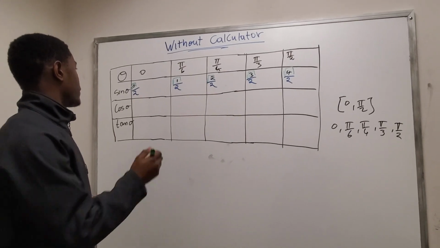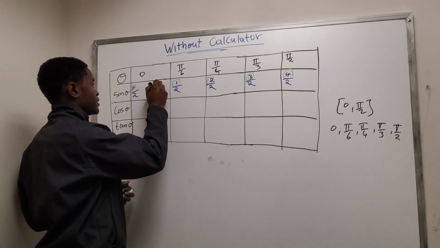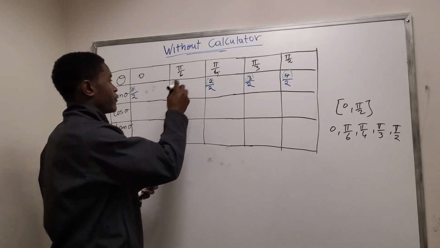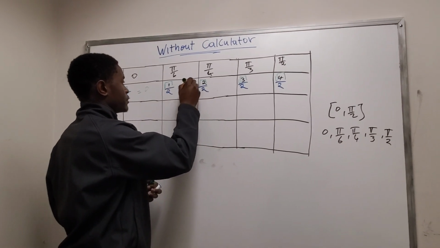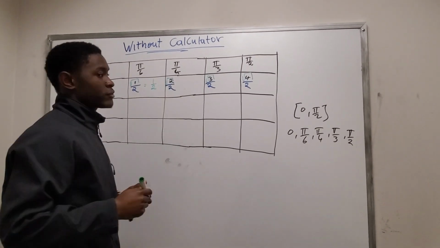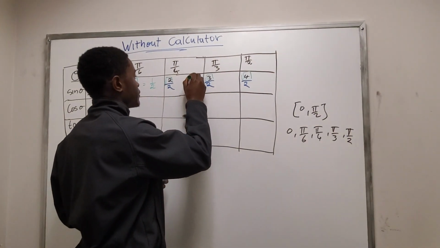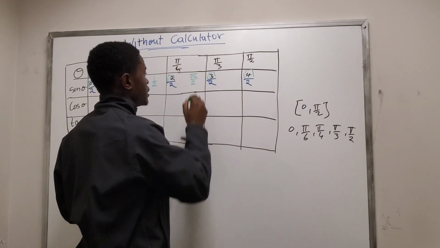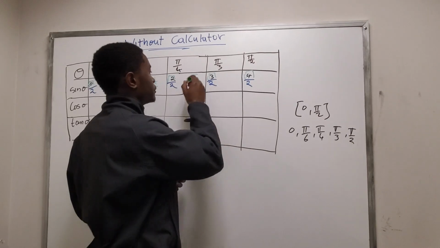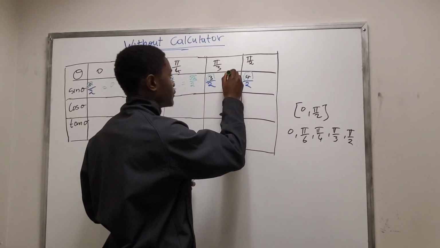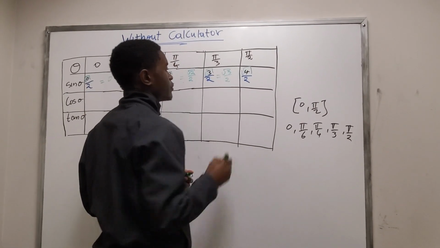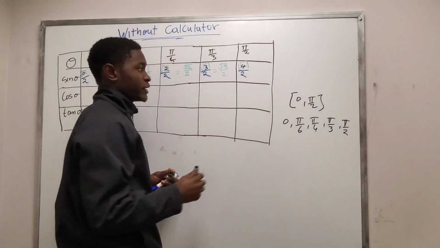Square root of 0 is 0, over 2 is 0. Square root of 1 is 1, over 2 is 1 over 2. Square root of 2 over 2 is square root of 2 over 2. Square root of 3 over 2 is square root of 3 over 2. Square root of 4 is 2, over 2 is 1.